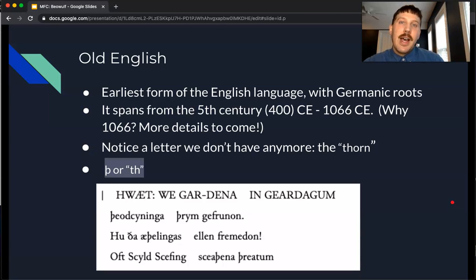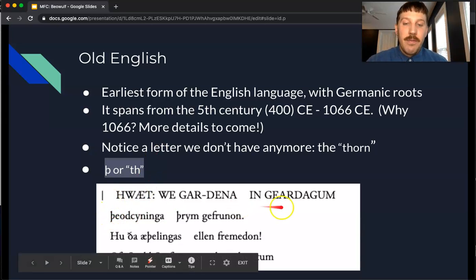One feature that you can notice about Old English is that it has a few letters that we don't have anymore. And I'll be focusing specifically on the letter, the thorn. It looks like this. We don't have that in our alphabet anymore, but it makes the sound TH. Now, you can go back to one of the links that I provided earlier to listen to the opening lines of Beowulf, and you can hear it recited.